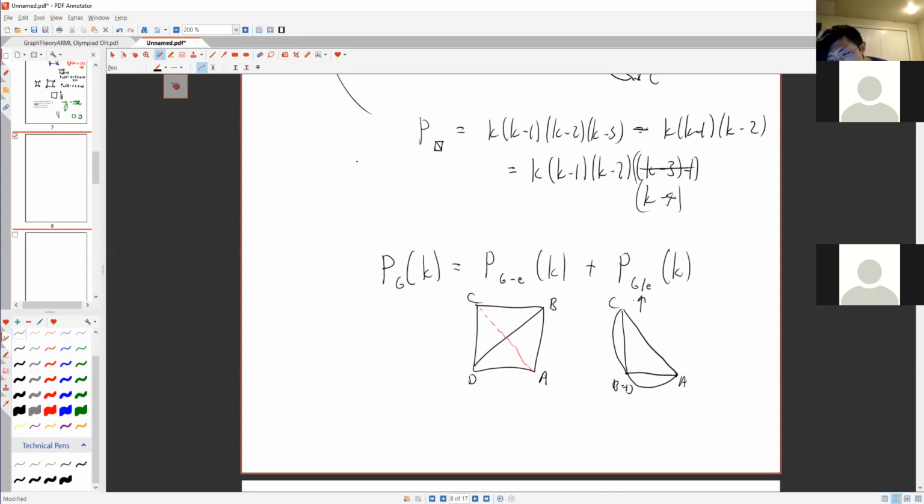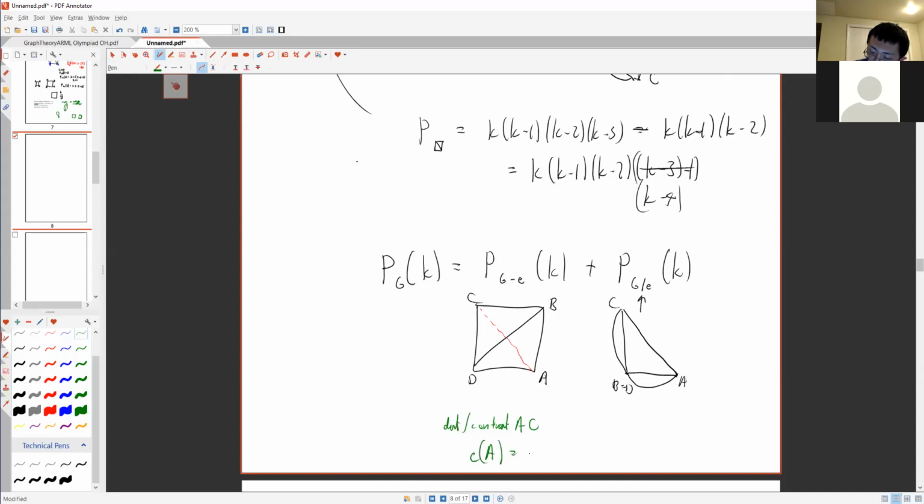So I think this is just casework. Let's say we contract or delete AC. If the color of A, let's denote it C of A, is the same as the color of vertex C, then which case would that be? If they're the same color, that would be when we delete the edge, I think.